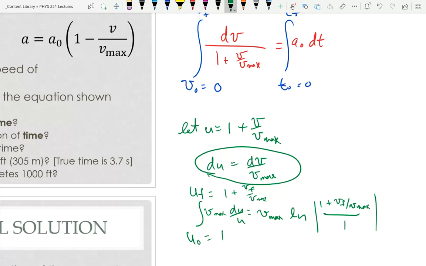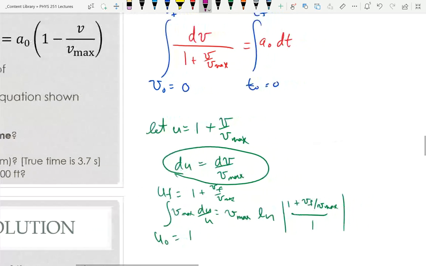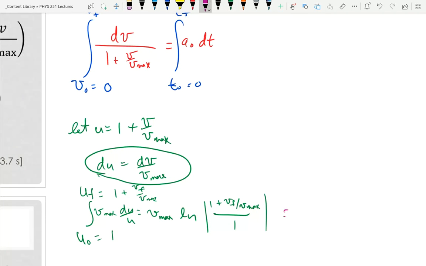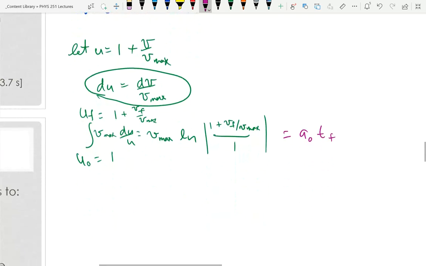Okay, so that's the left-hand side. What's the right-hand side? A sub 0 t, it's a sub 0 t final. So now I'm just going to manipulate this. I'm going to divide everything by Vmax. So I'm going to have natural log of 1 plus V, and I'm going to drop the final, over Vmax equals a sub 0 t final over Vmax.